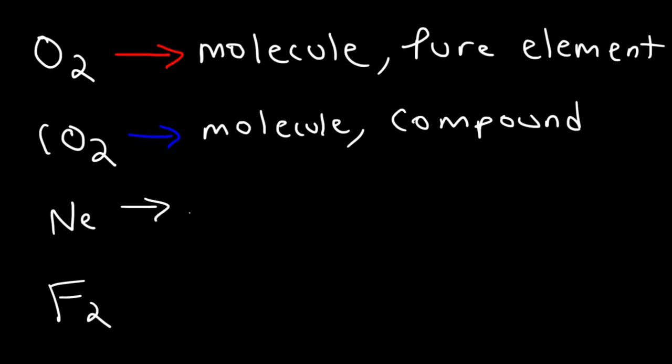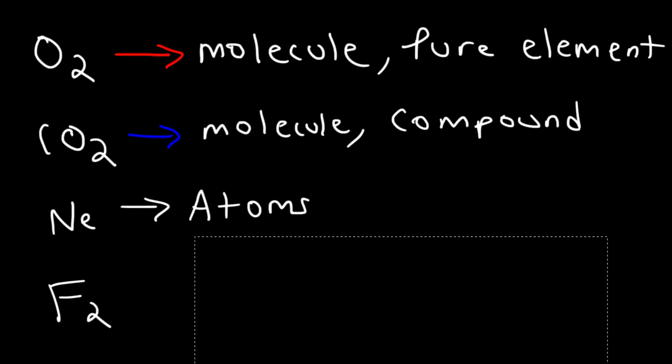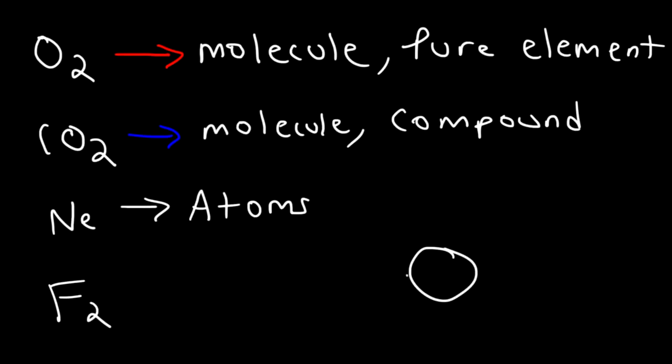Neon is composed of atoms. One particle of neon looks like this. It's simply one atom. Whereas an oxygen molecule is composed of two oxygen atoms. So that's why O2 is a molecule and neon is not. And let's say if we wanted to draw CO2, there are three atoms. We have a carbon atom and two oxygen atoms. So this is the carbon, and these are the two oxygen atoms.